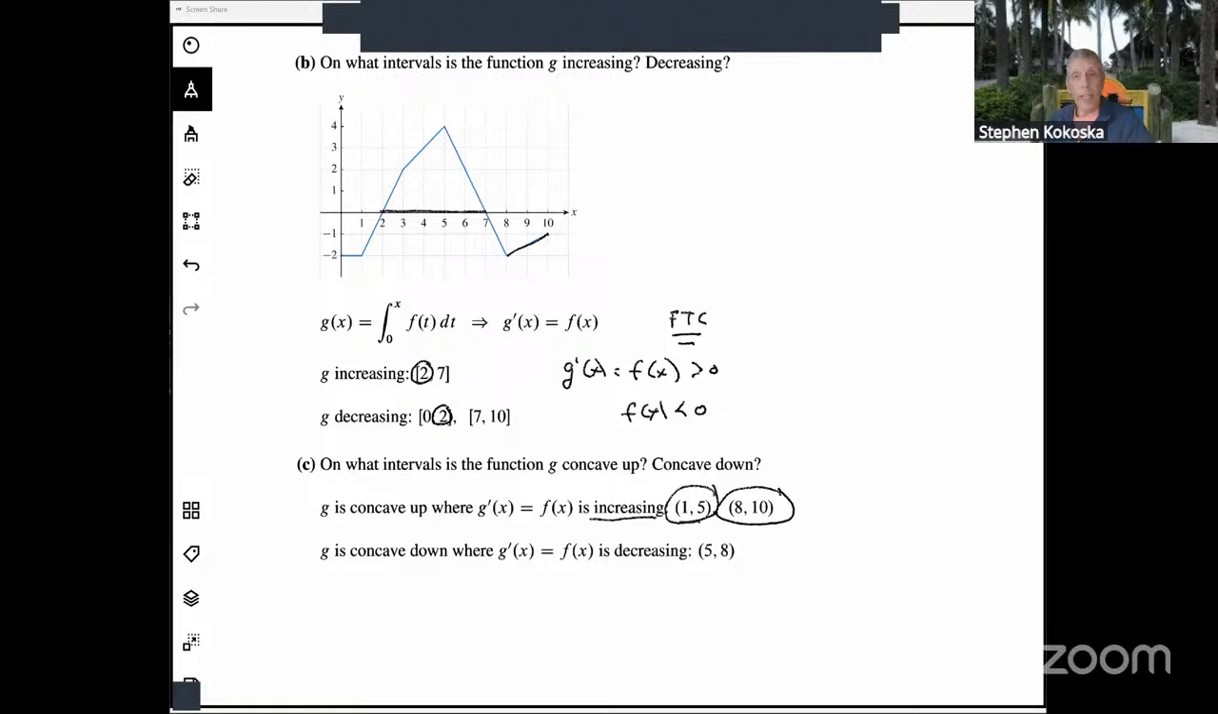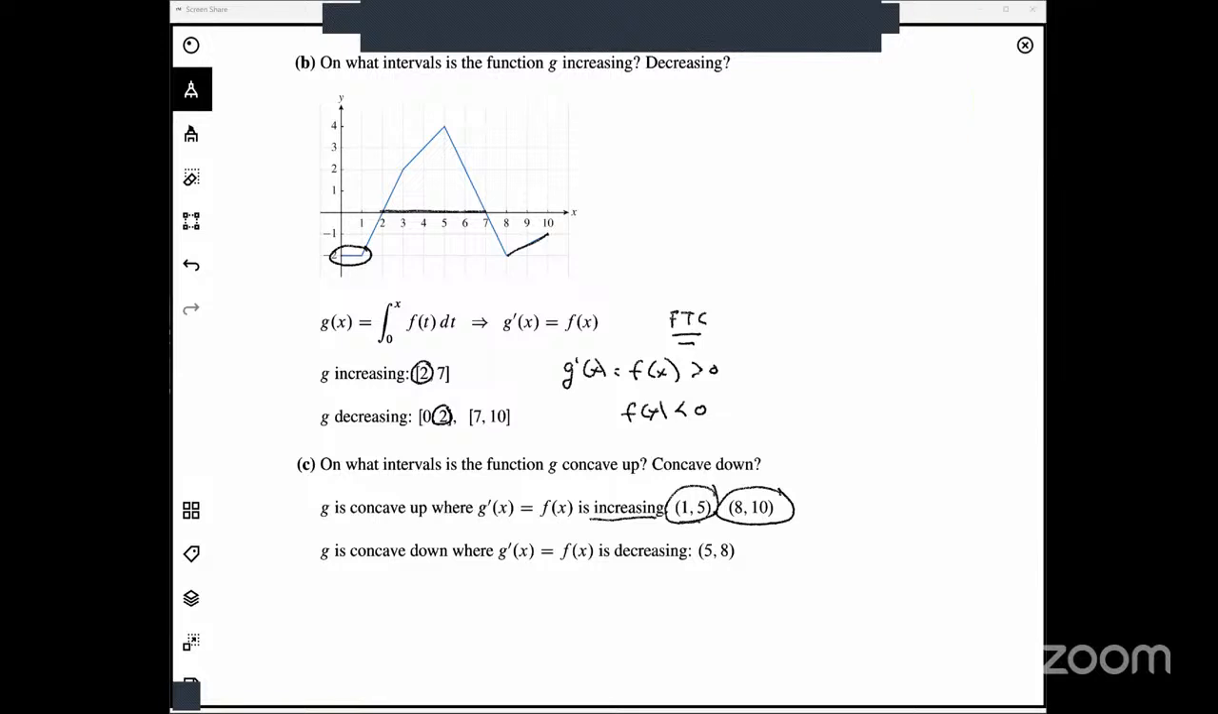G is concave down where the second derivative is negative, where f is decreasing, and I think that if I got that right, it's on 5 to 8. Beautiful. Now, there's one other little detail here in this problem. Curtis, help me with this a little bit. What the heck is going on over here between 0 and 1? What's going on between 0 and 1 in regards to concavity?